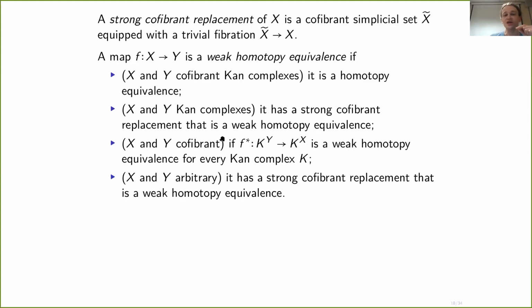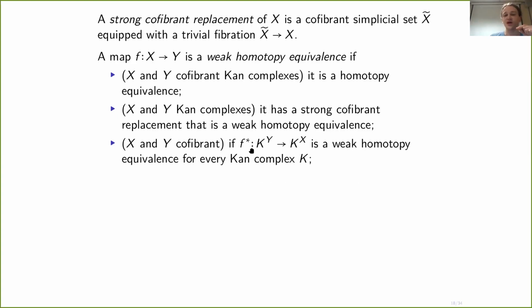And then I'm generalizing further. If X and Y are cofibrant, then I'm going to say that this map is a weak homotopy equivalence if it becomes a weak homotopy equivalence in the sense of a previous definition, whenever I map into every Kan complex K. And note that this makes sense because I'm assuming that these things are cofibrant and this is a Kan complex. So I'm already using the result from the previous slide, even in order to make sense of this definition.